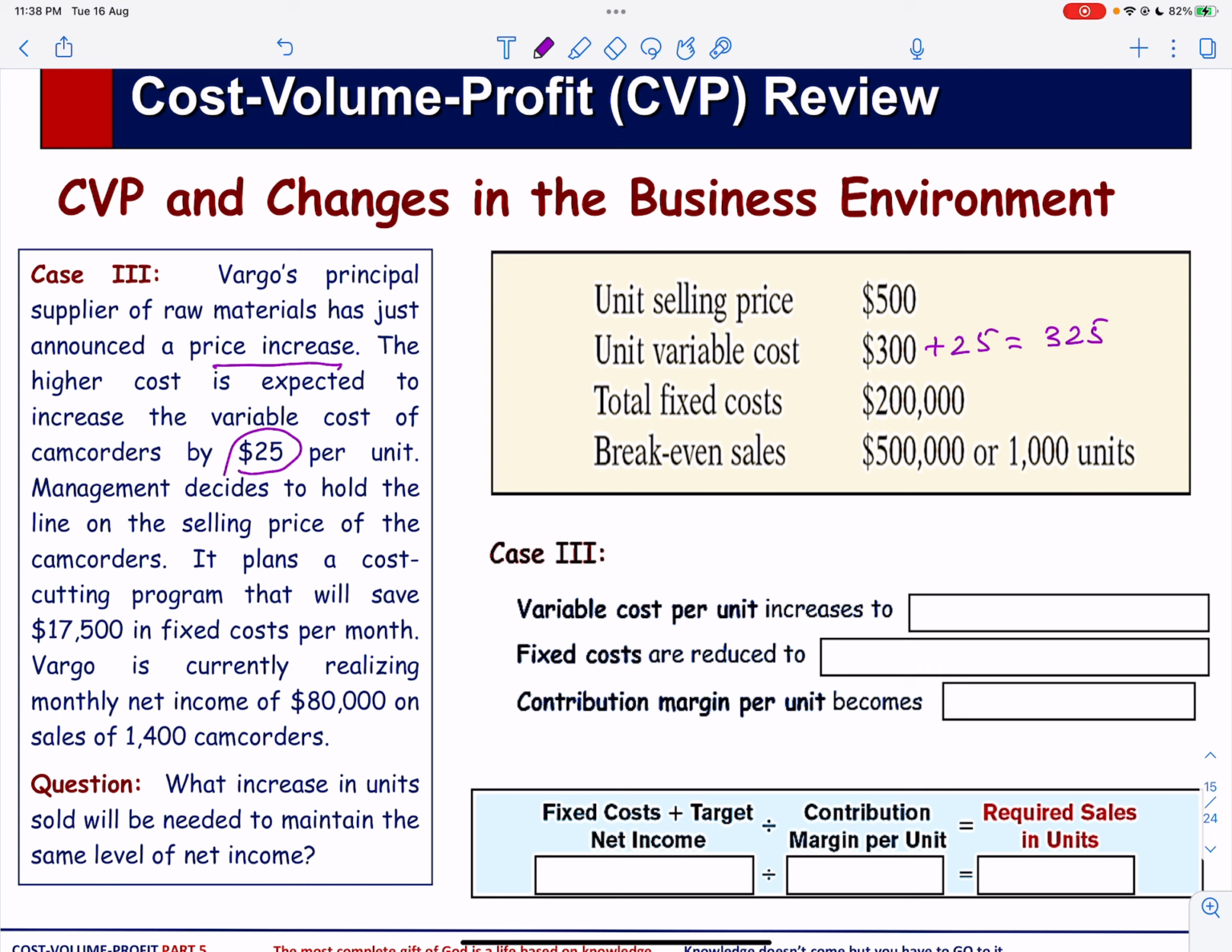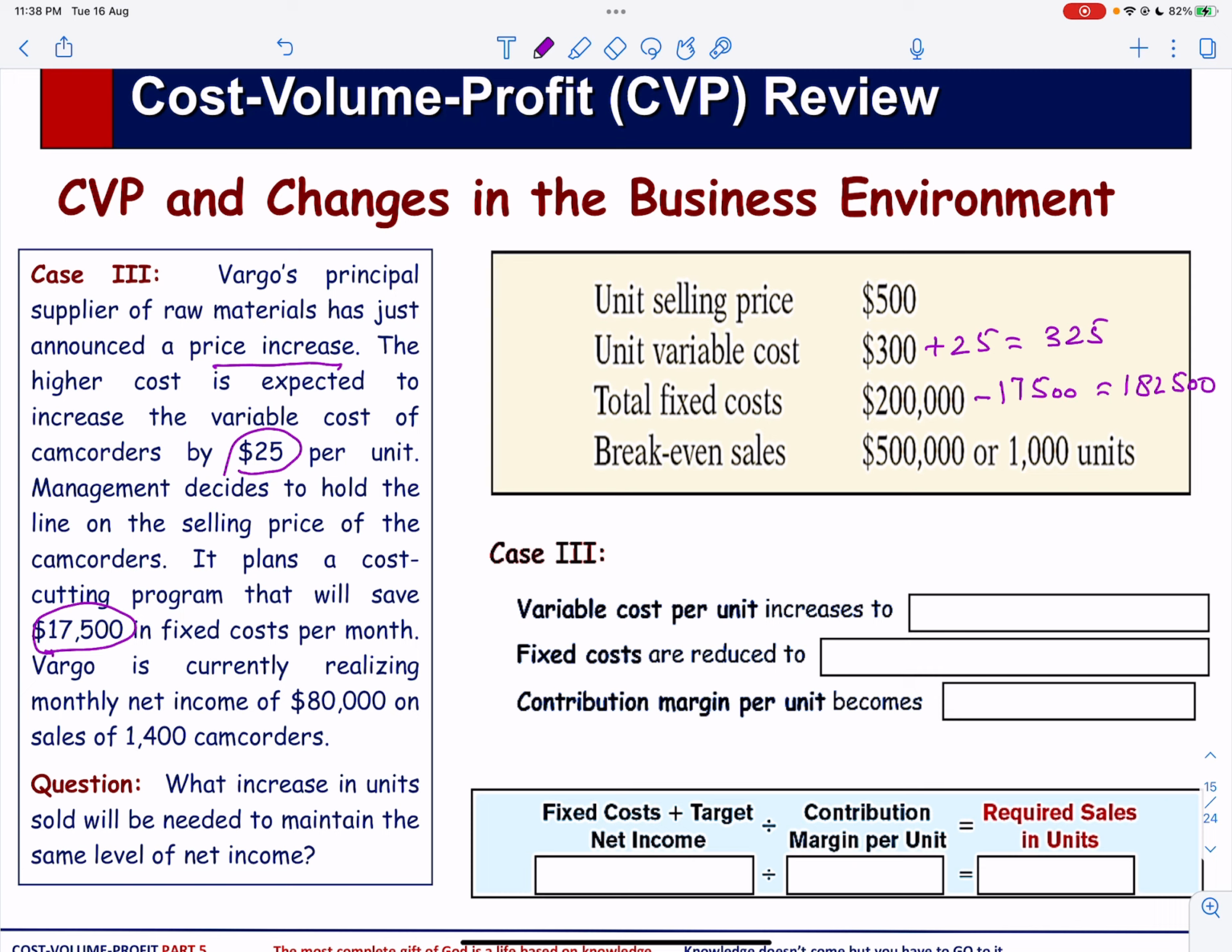Management decided to hold the line on the selling price of the camcorders. It plans a cost-cutting program that will save 17,500 in fixed cost per month. That means the fixed cost will decrease by 17,500, and this will be equal to 182,500.